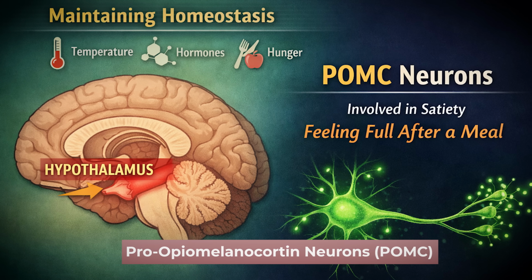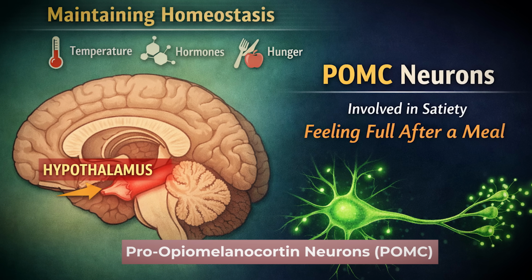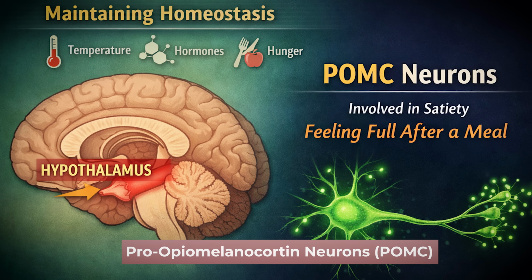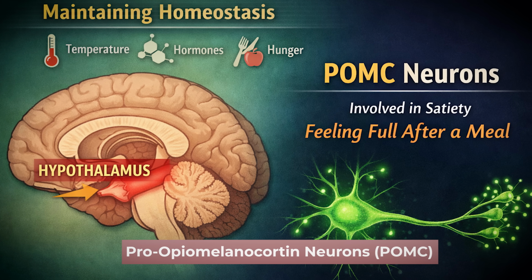And inside the hypothalamus are specialized neurons called pro-opiomelanocortin neurons, which we'll just call POMC neurons. These neurons are involved in satiety, or feeling full after a meal. So when they're activated, you feel full and stop eating. But here's where things get interesting.